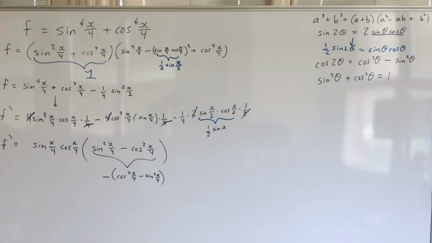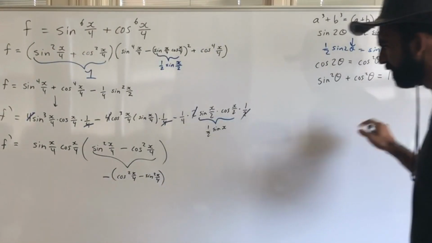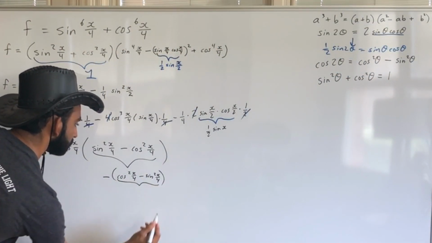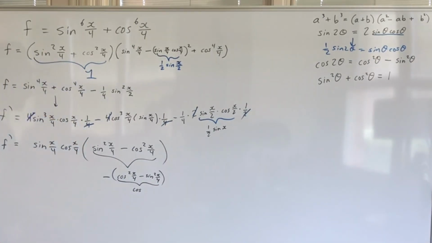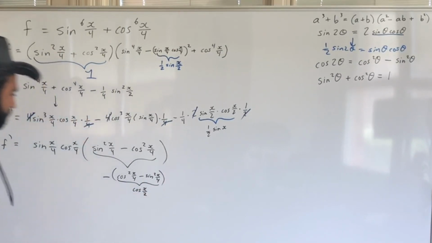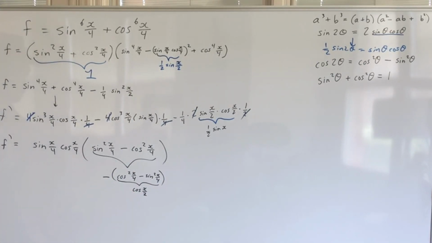Agree? That's cos 2 theta. What is my theta? X over 4. Times 2, yes. So cos x over 2, and it's negative, right? After I put the negative, it's going to be negative.